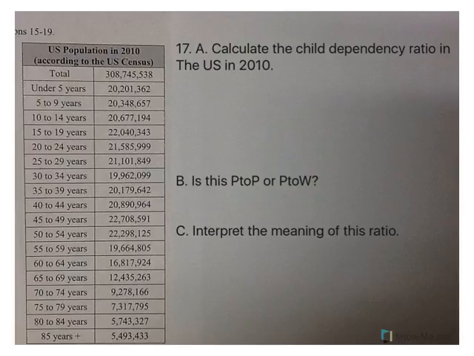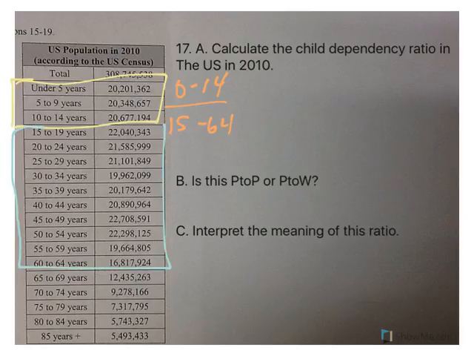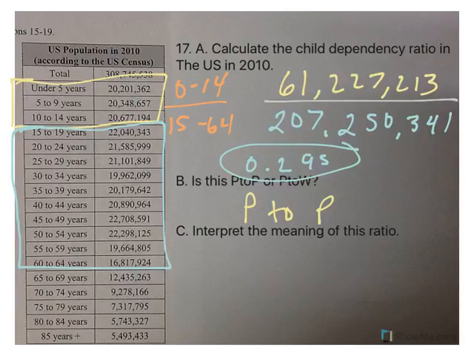So child dependency, remember, is 0 to 14 years old divided by 15 to 64. So you're going to say 0 to 15. Here's my children in yellow. And then the working population is in teal. So go ahead, hit pause, add those up, give me a fraction, and go ahead and finish out this page, and then come back and watch what the answers are.